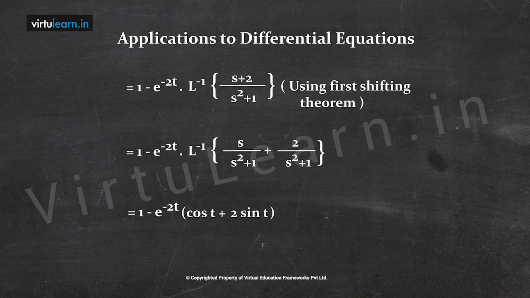The remaining is, what is that? L inverse of s plus 2 by s square plus 1. Then 1 minus e power minus 2t, L inverse of s by s square plus 1, and 2 by s square plus 1. I am separating here. 1 minus e power minus 2t. The L inverse of this one is cos t. L inverse of the second part, 2 by s square plus 1, is 2 sin t. Like this, we can solve the problem.